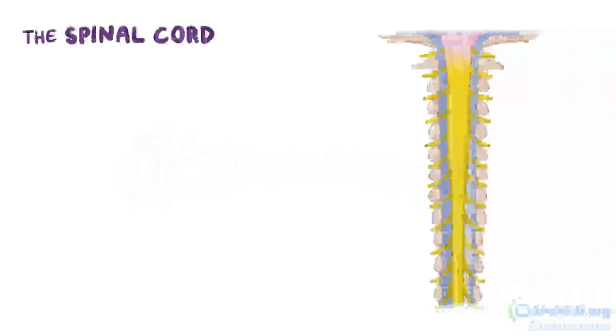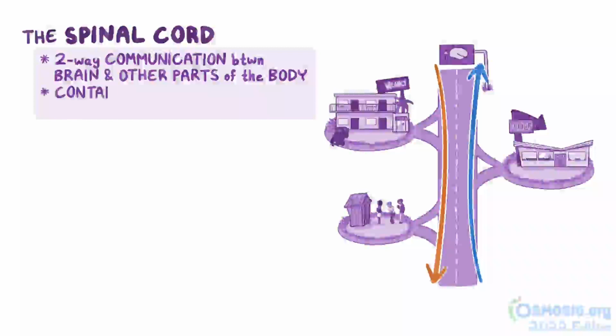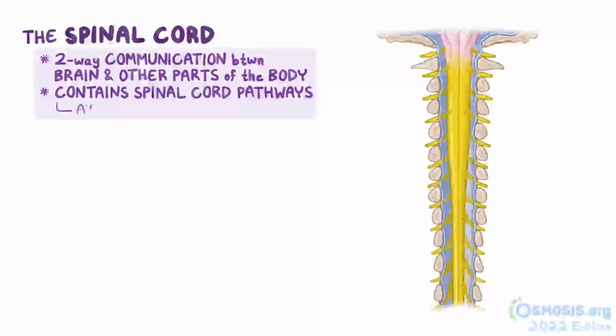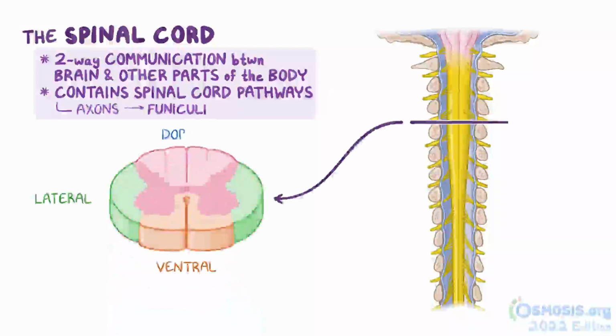The spinal cord is like a highway that enables a two-way communication between the brain and other parts of the body. It contains neural pathways called spinal cord pathways or simply spinal tracts, which can be either ascending or descending. Both types of tracts are made up of neuronal axons that gather into long columns called funiculi, which are found inside the ventral, lateral, and dorsal aspects of the spinal cord.